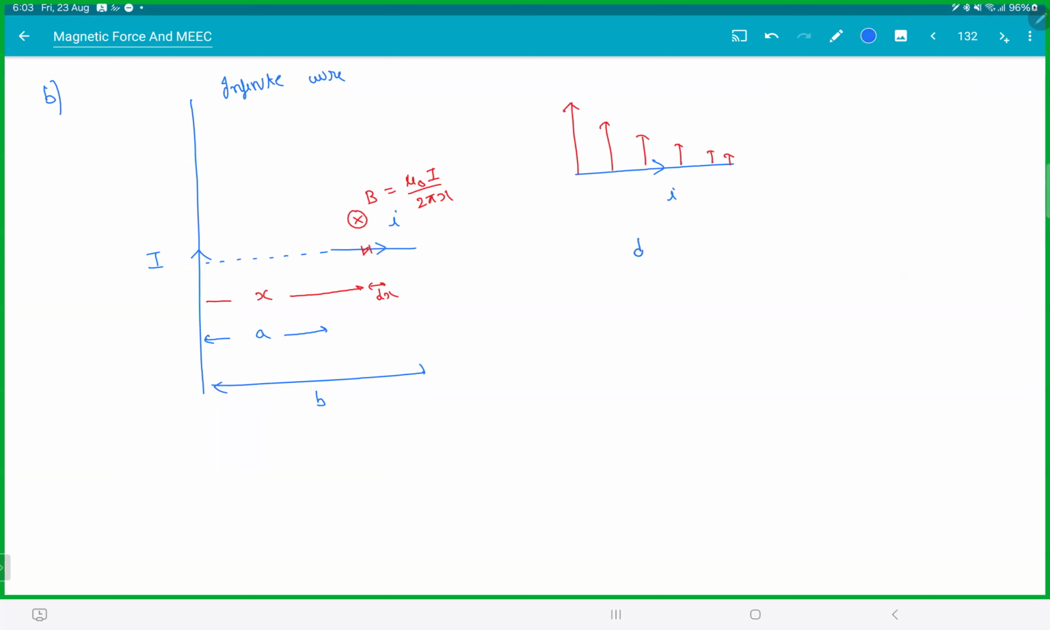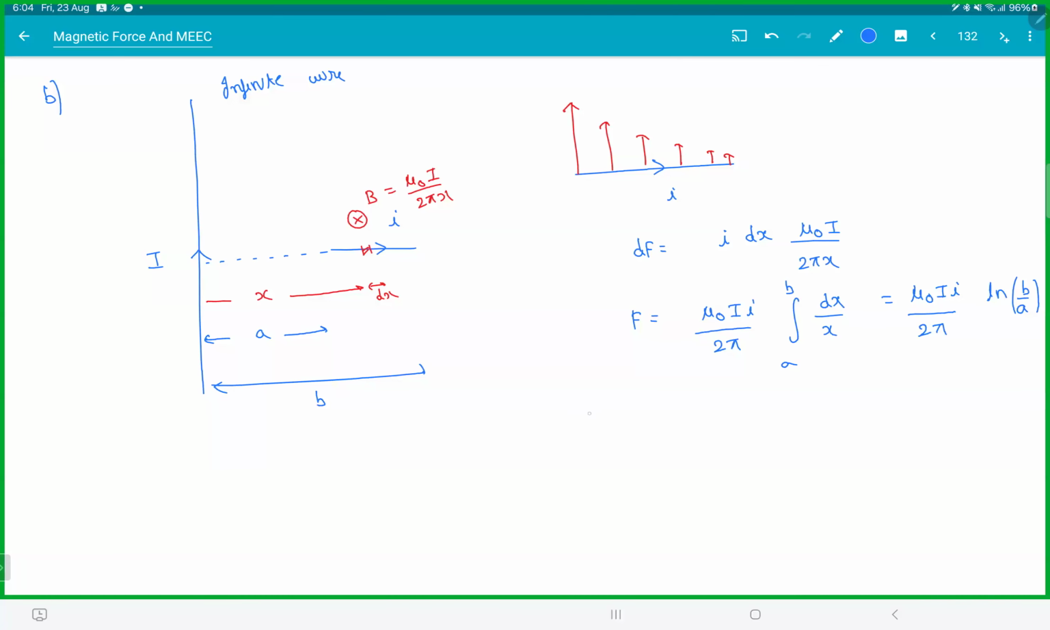And how much is that? So the small force acting, dF, will be ILB. So small I, length is dx. Both are perpendicular. So B is directly mu naught I by 2 pi x. Integrate this. So this would be mu naught capital I small I by 2 pi integral dx by x. Limits will go from a to b. Mu naught I by 2 pi ln b by a. So what is mattering, at the end of the day, is the distance there.